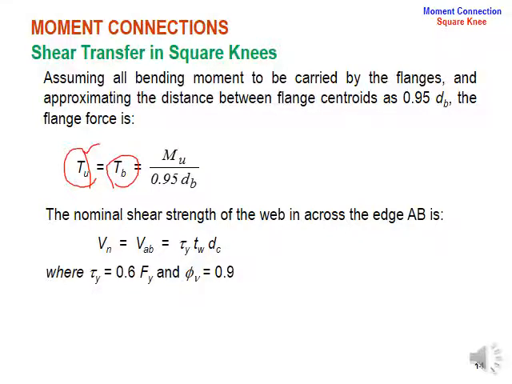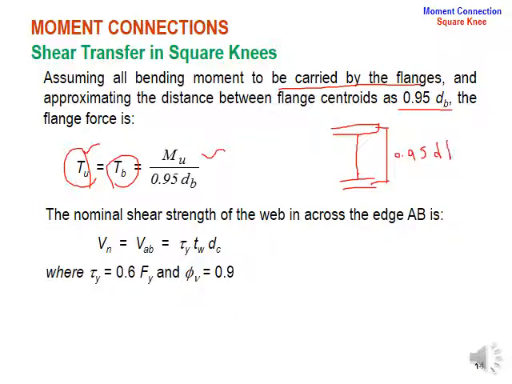So assuming all of the bending moments are carried by the flanges, and approximating the distance between the flange centroids as 0.95 dB, the flange force will be equal to Mu over 0.95 dB. So we are considering that our forces are acting at the center of the flange. So here we have dB, and here we have the center of the flange. If depth is the total depth, then we are considering it from the center. So the distance between the forces will be approximately considered as equal to 0.95 dB.